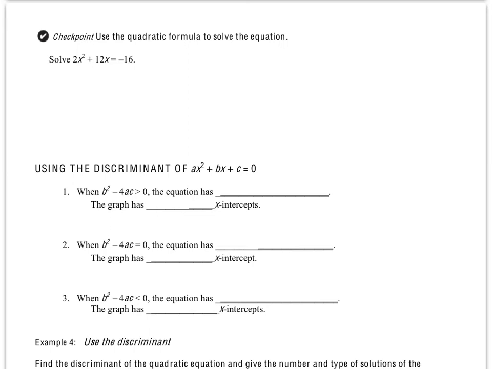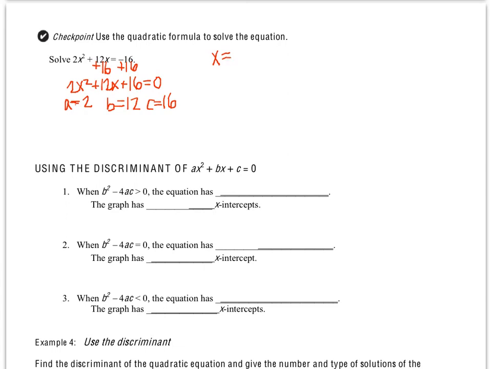Okay, so we don't have 0 here. We're going to add 16 to both sides. So I have 2x squared plus 12x plus 16 equals 0. So I've got it set equal to 0. I can find my a, b, and c now. A is 2, b is 12, and c is 16.